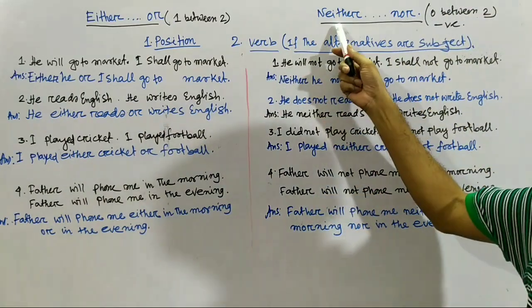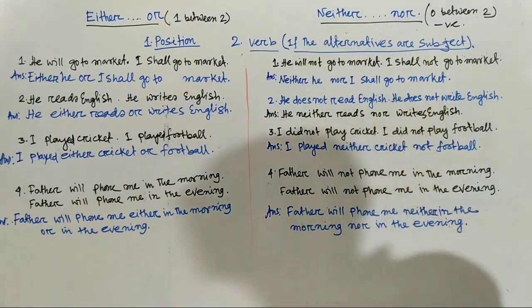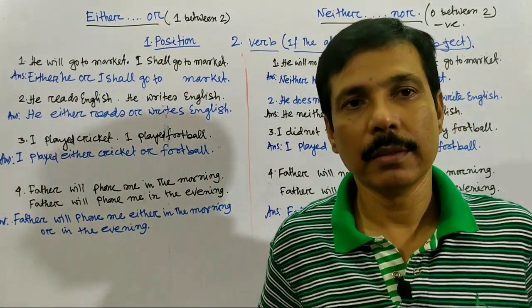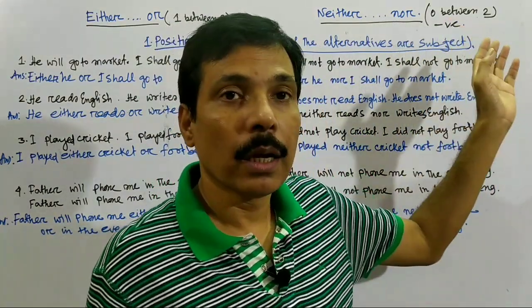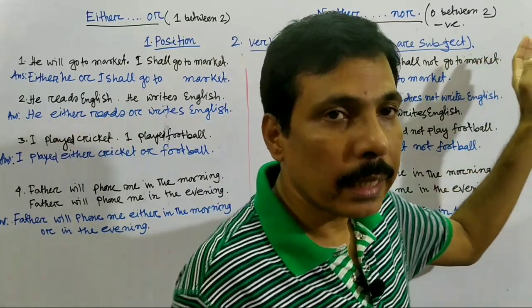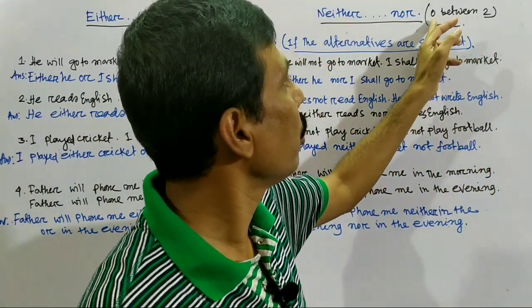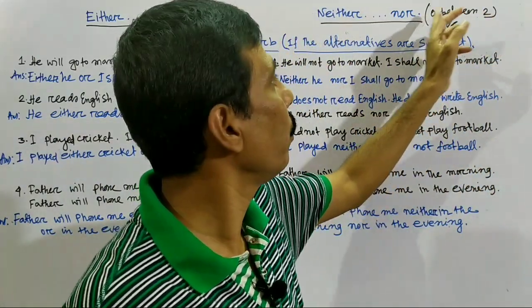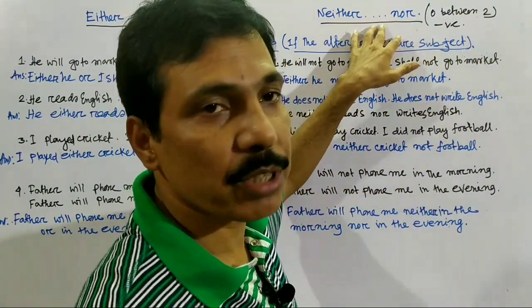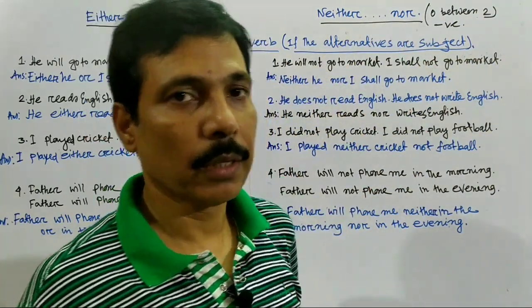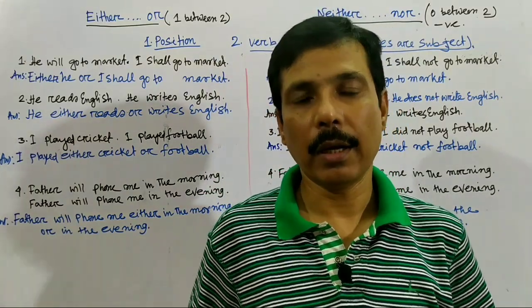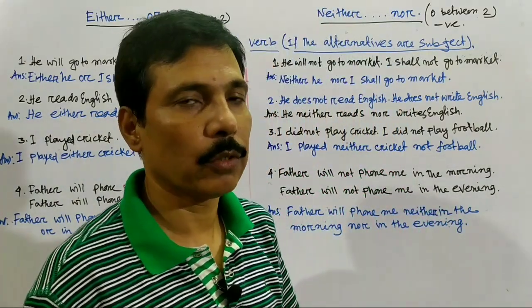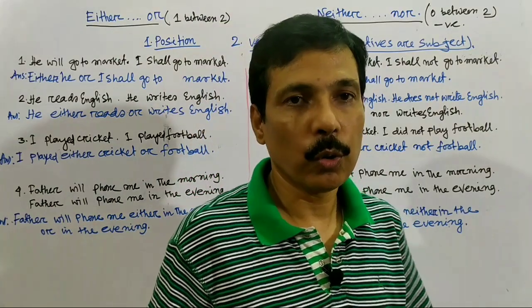Next, neither nor. What does it mean? Neither nor means there are two options, but between the two nothing is taken. That means zero between two. You should remember zero between two, and it's a negative sentence. When we use either or, neither nor, you must remember two things. Two things is very crucial.